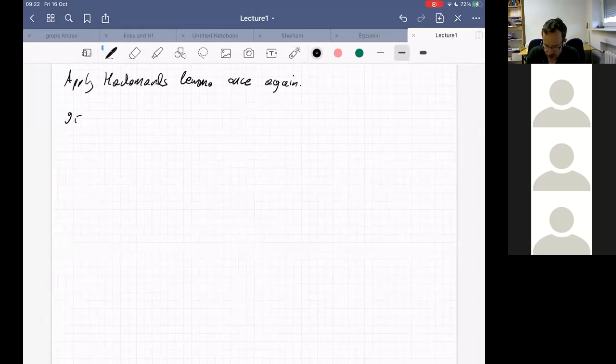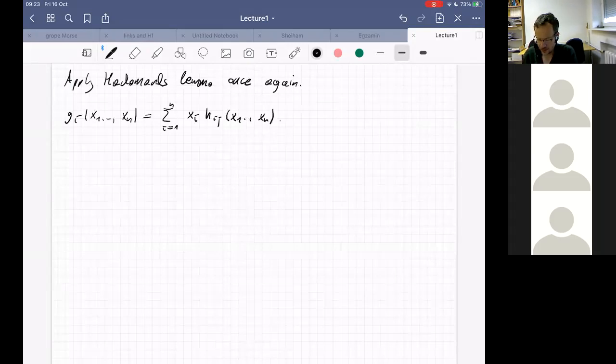So g_i of x1, ..., xn is equal to h... sum is equal to, wait a second, sum of x_i h_ij of x1 to xn. Okay, so now f of x1, ..., xn is equal to sum over j of h_ij of x1, ..., xn.